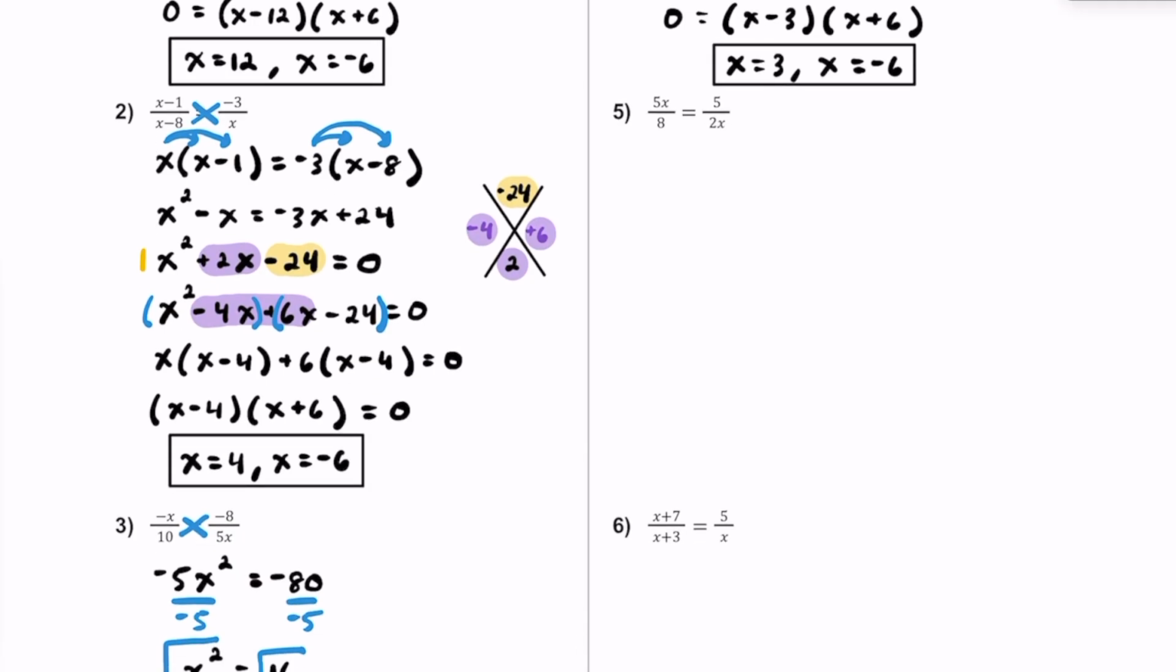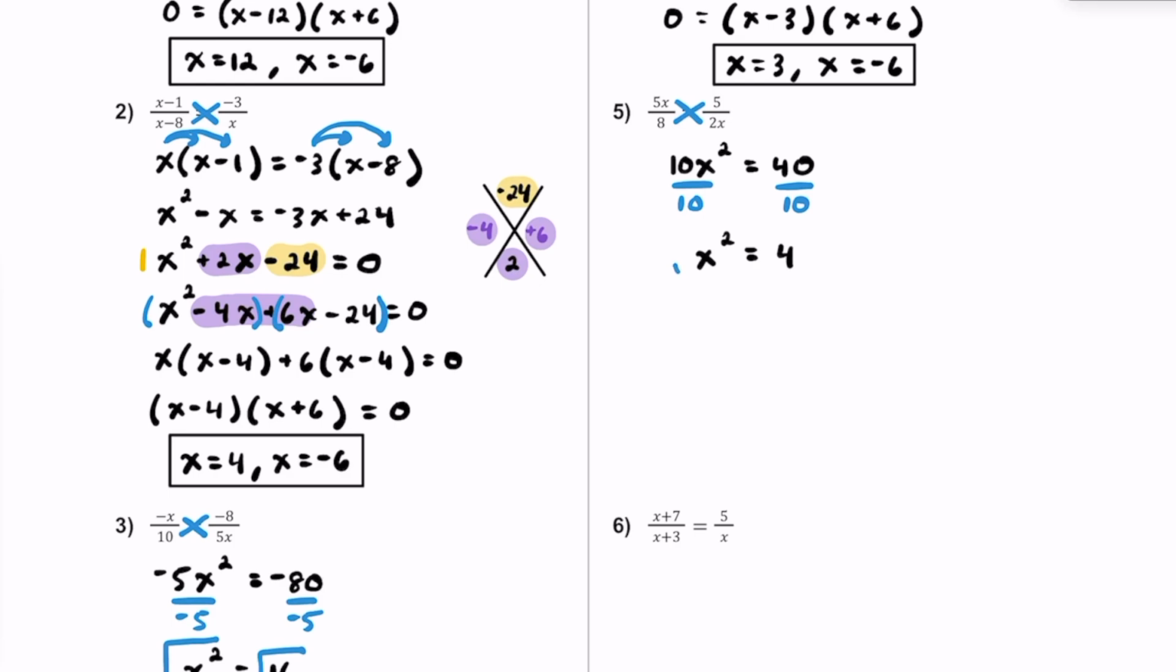In number 5, this one actually kind of reminds me of the one we did in number 3 where we didn't have any adding or subtracting, so we maybe don't have to do any distributive property, right? So for one of the cross products, 5x times 2x is going to be 10x to the second power, and for the other cross product here, 5 times 8 is going to be 40. So nice little equation here without any distribution. So let's go ahead and divide both sides by 10. If we do that, we're going to get x squared is equal to positive 4.